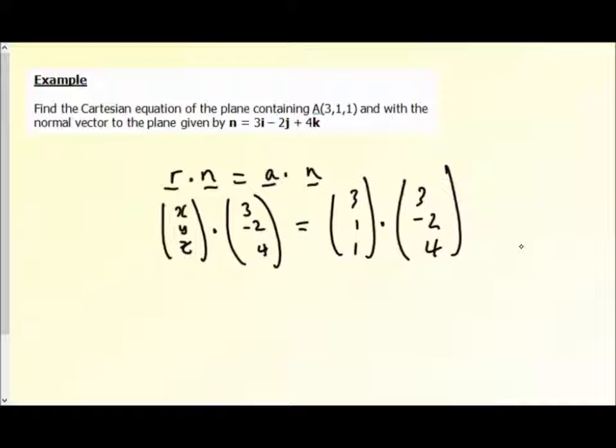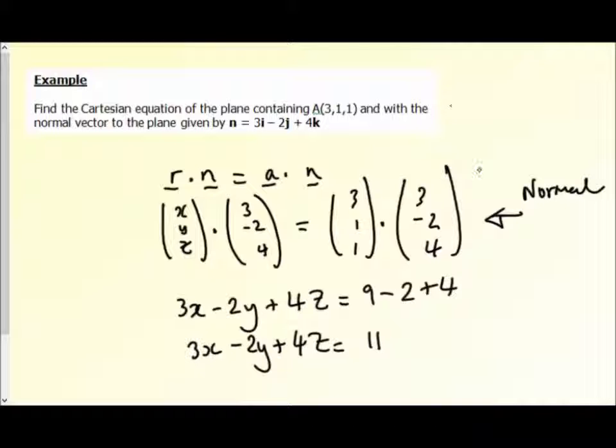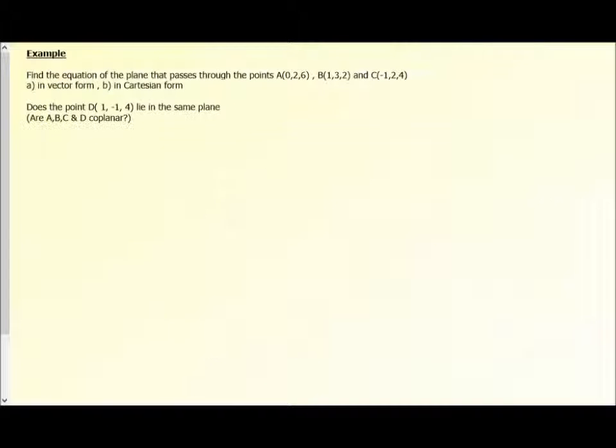So what we've got to do, that's obviously in the normal form. What we've now got to do is convert that into Cartesian form. So pause the video, do it yourself, and come back and check. There we go. So that is the Cartesian form of the equation of the plane in this case. Right, let's try another one.